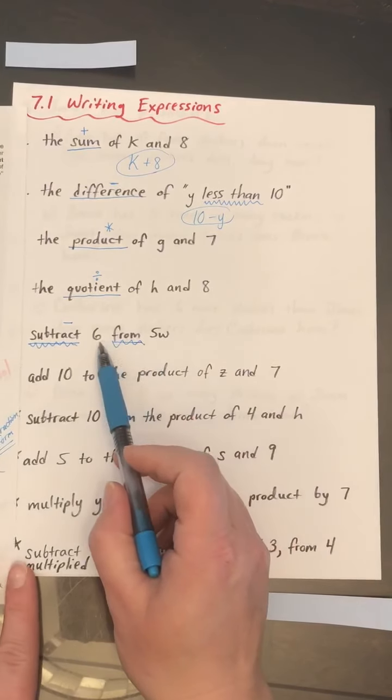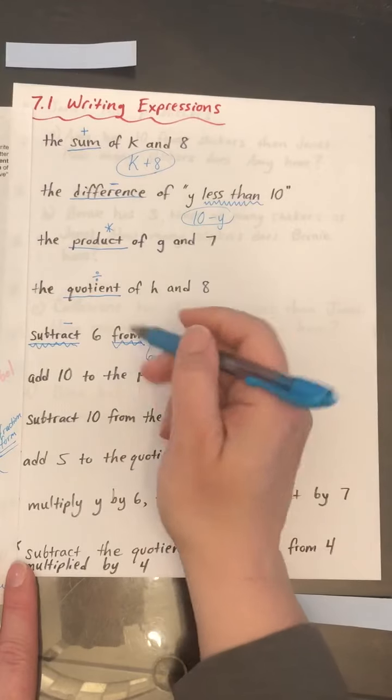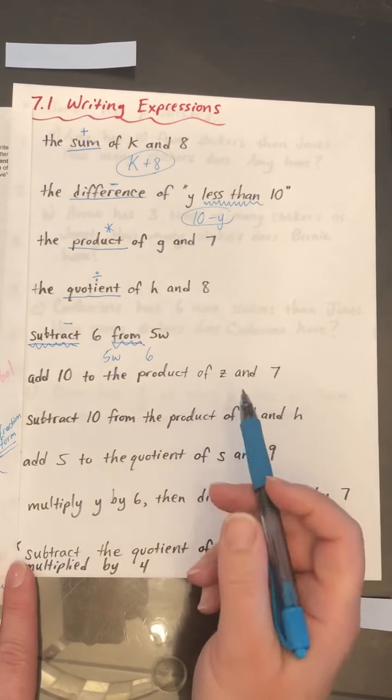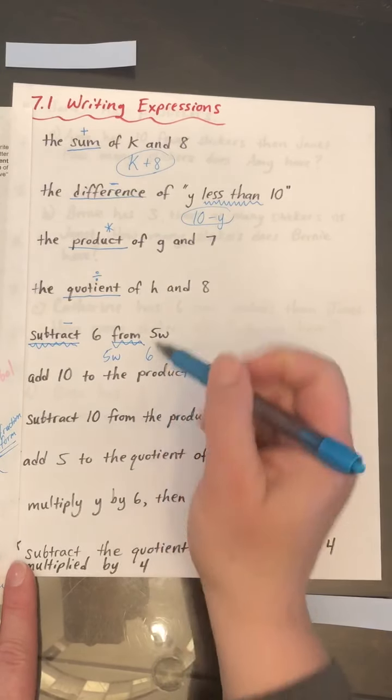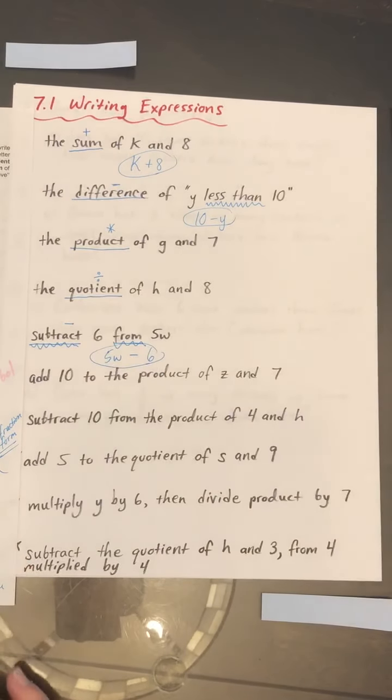So even though it says 6 first, you're going to write the 6 last. And even though it says 5W last, we're going to start with it first. So I'm going to take 6 away from 5W. This is what you'll see for your expression.